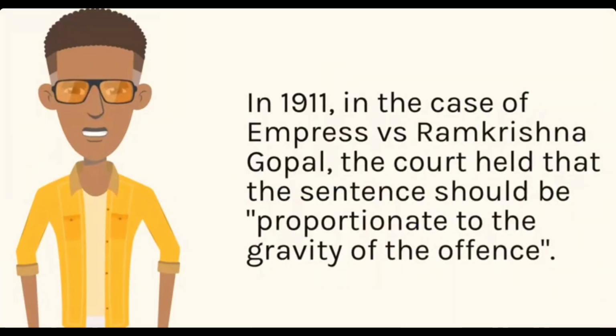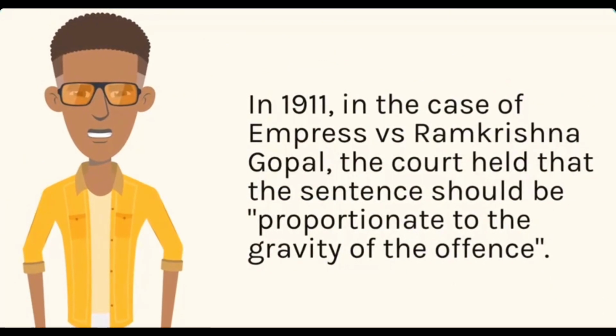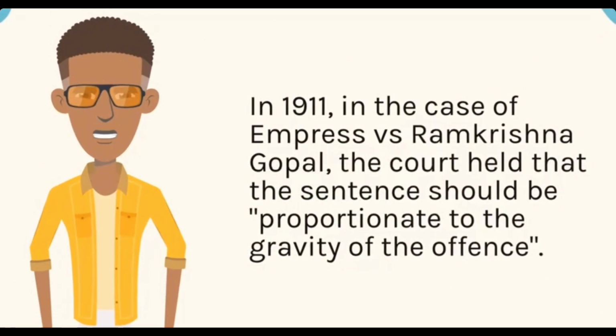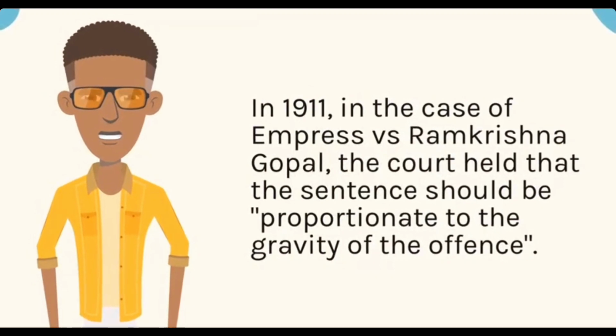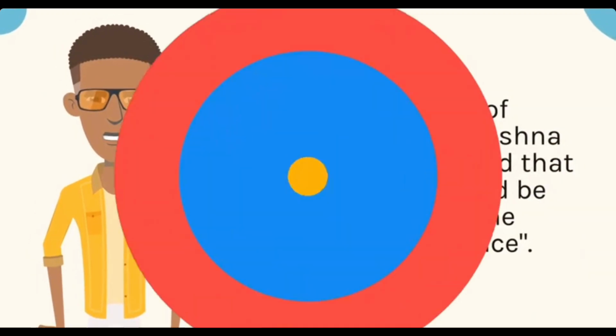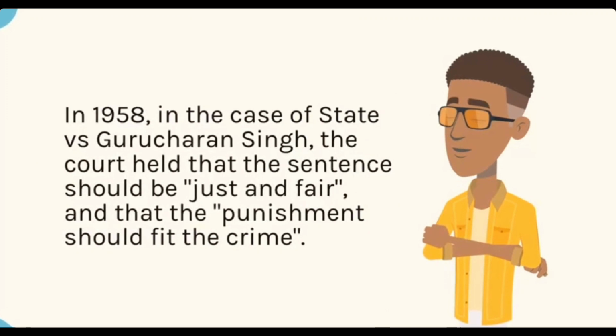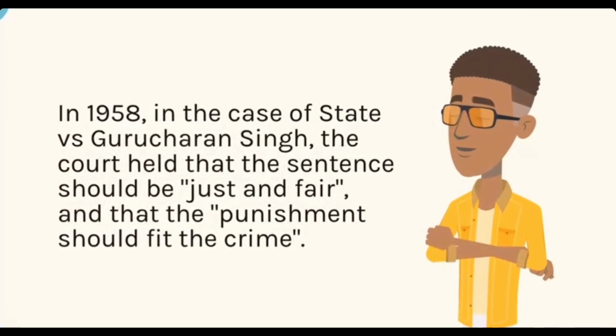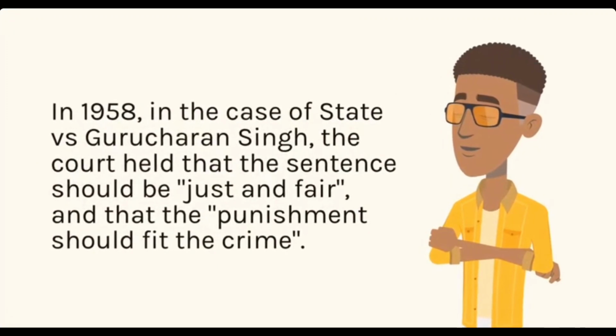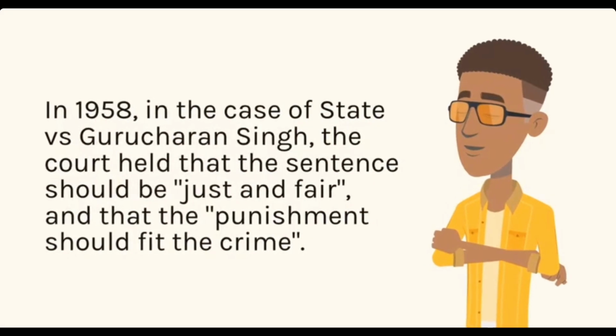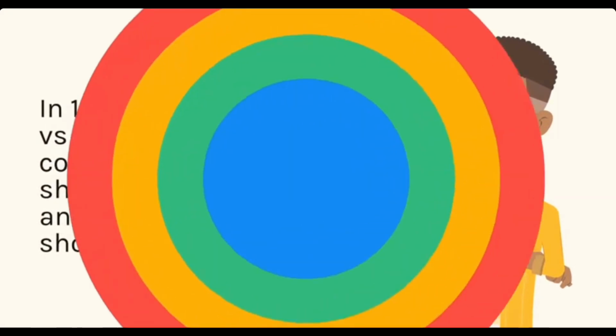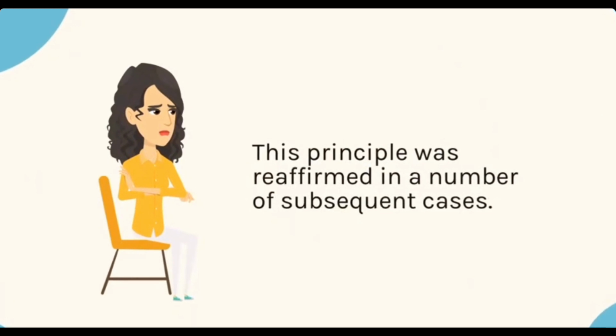In 1911, in the case of Empress vs. Ramakrishna Gopal, the court held that the sentence should be proportionate to the gravity of the offence. In 1958, in the case of State vs. Gurucharan Singh, the court held that the sentence should be just and fair, and that the punishment should fit the crime. This principle was reaffirmed in a number of subsequent cases.